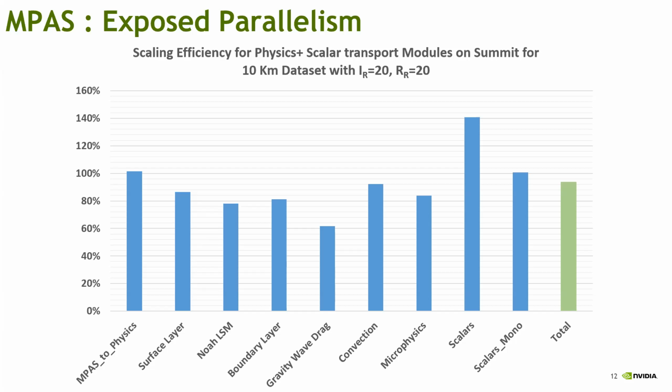When we again scale it by the number of times they are called, you can see that the total time comes to about 90%. In this case, it's 93% scaling efficiency, which basically shows that we have done a reasonably good job of maintaining OpenACC code on the GPU architecture.